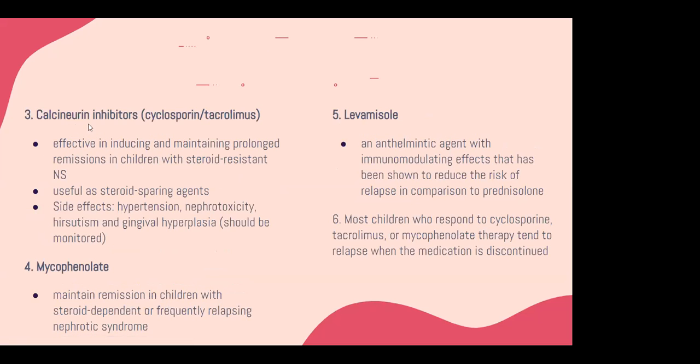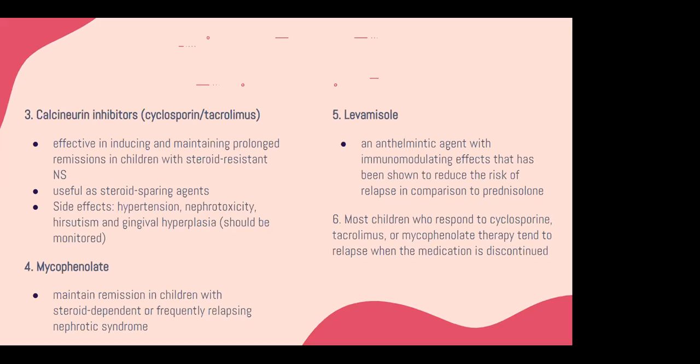The next one is calcineurin inhibitors, which are cyclosporine and tacrolimus. It is effective in inducing and maintaining prolonged remission in children with steroid-resistant nephrotic syndrome. It is also useful as a steroid-sparing agent. The side effects should also be monitored, like hypertension, nephrotoxicity, hirsutism, and gingival hypoplasia. The next one is mycophenolate. It is used to maintain remission in children with steroid-dependent or frequently relapsing nephrotic syndrome. And the last one is levamisole.